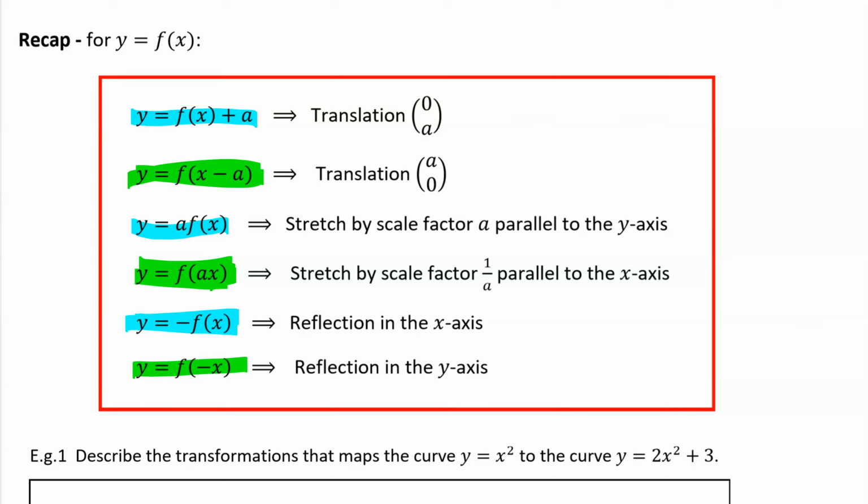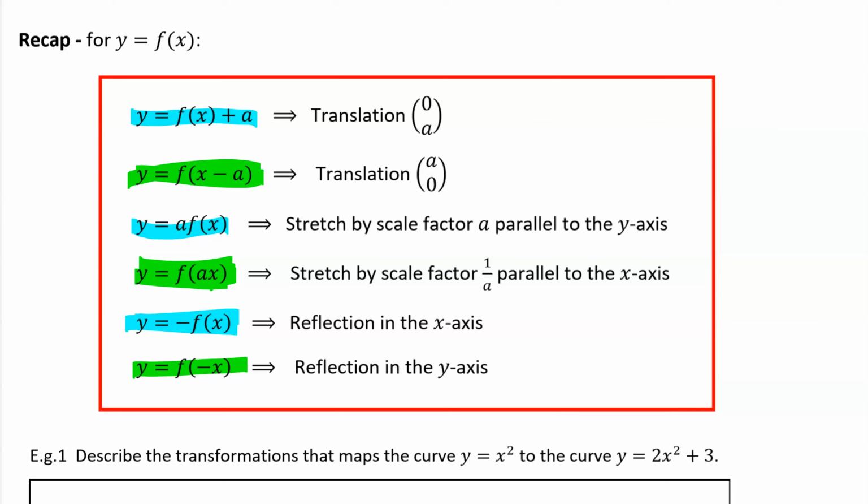And then finally with the reflections, if you have f of minus x, for example, that's going to be the same as when you input minus 2 into your function. So all your positive x's become negative x's, all your negative x's become positive x's. That one is a little bit similar to what happens with the reflections for y's as well.